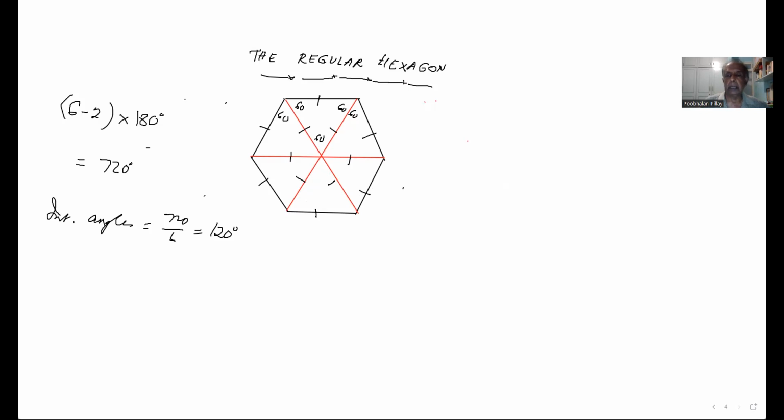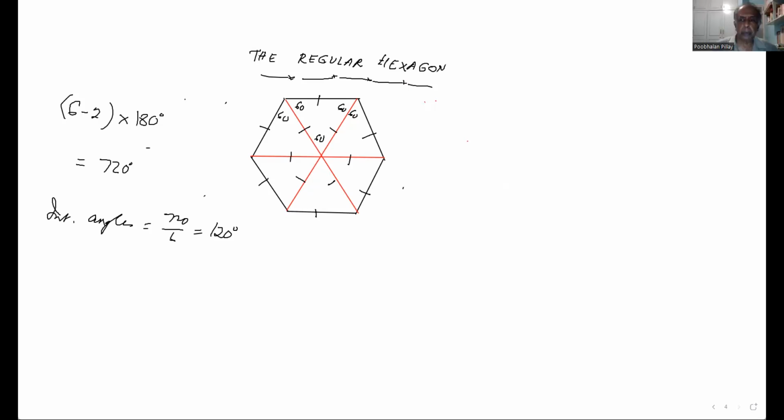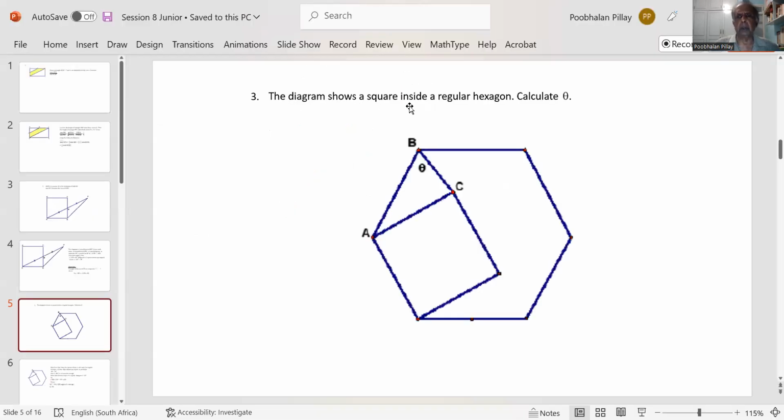Okay, so that takes me now to the next problem. It says the diagram shows a square inside a regular hexagon, and you're asked to calculate this angle theta. So what have you got? You've got a regular hexagon, which I just spoke about, and a square on one of the sides. A square is drawn, and then that corner of the square is joined to that. And you're asked to find what this angle is. Okay, so let's try to do this and see where we get to.